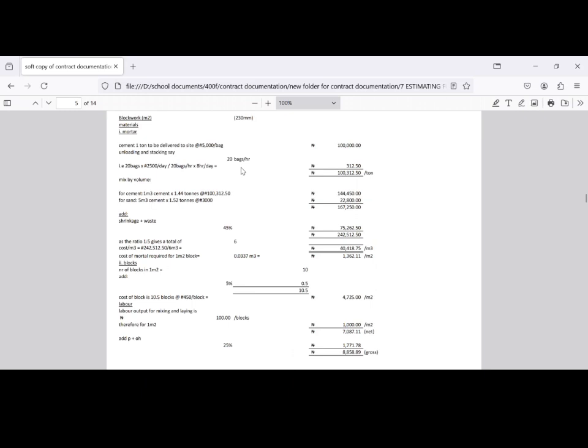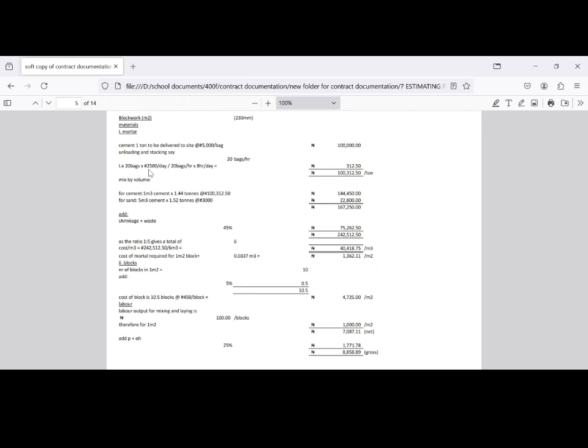They can offload 20 bags in 1 hour. Remember, it's laborers that will do this kind of job. 20 bags in 1 hour. So, to calculate the cost of labor for the whole 1 ton, which is 20 bags, it will be what? The cost of a labor for 1 hour. We know per day is 25,000, right? And he can carry the whole 20 in 1 hour.